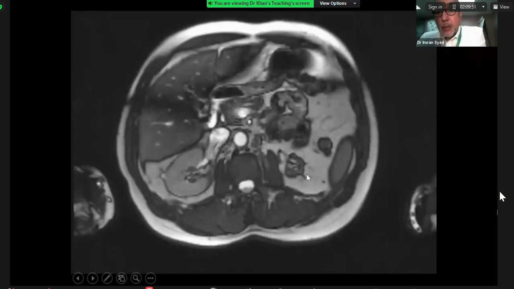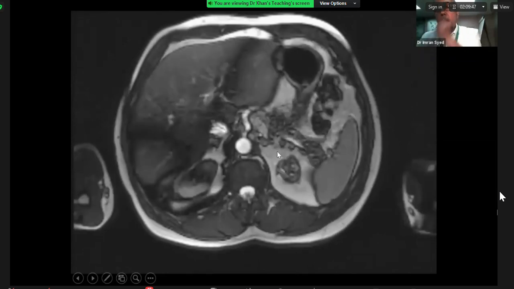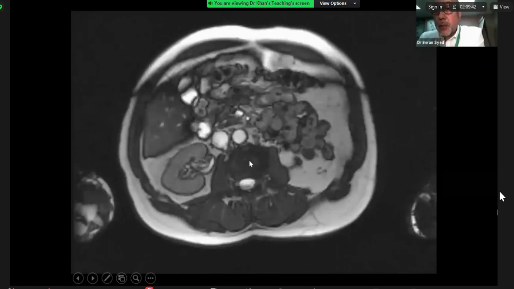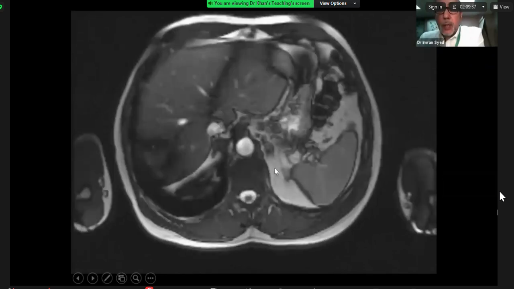Here you can see atrophy of the left kidney, normal appearance of the right kidney. This is important. Excuse me. And the other thing that we look for is any evidence of retroperitoneal lymphadenopathy. Okay, and that's the reason for doing the abdominal imaging.